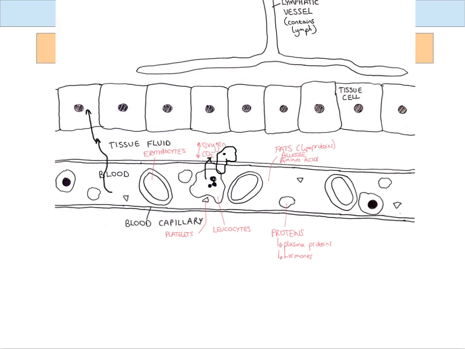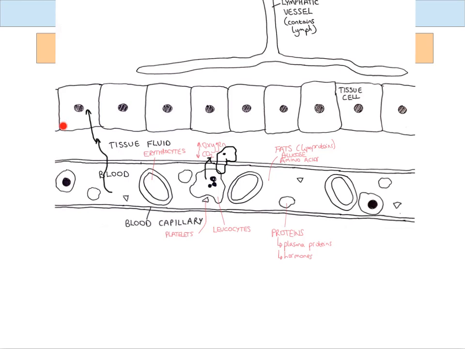And likewise, there should be far less oxygen inside the tissue fluid compared to the blood, because the cells, whilst respiring, will be absorbing the oxygen via diffusion and using it to respire for energy. But during the process of respiration, these cells will be producing water and carbon dioxide, and this means that the amount of carbon dioxide in the tissue fluid will increase.